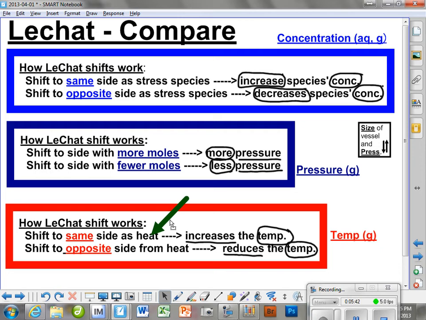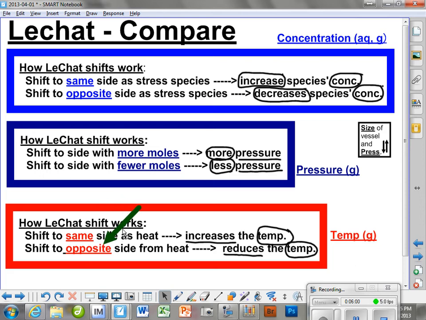When heat is on the left, it's endothermic. When heat is on the right, it's exothermic. And depending on which side the heat is on, we'll go to the left or the right, the same side as the heat.